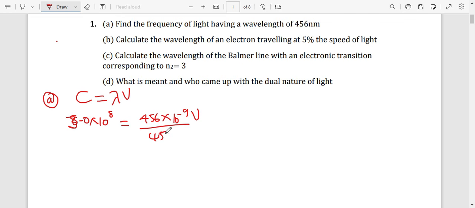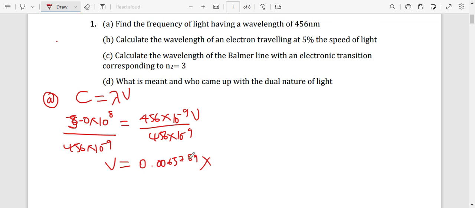So over 456 by 10 to the power negative 9, over 456 by 10 to the power negative 9. So frequency is going to remain. I'll just say 3 divided by 456. That is giving me 0.0065789. And then I'll say times, so now 10 to the power 8 divided by 10 to the power negative 9. Same base dividing, subtract the power. So that will be 8 minus negative 9. That is going to be positive 17.